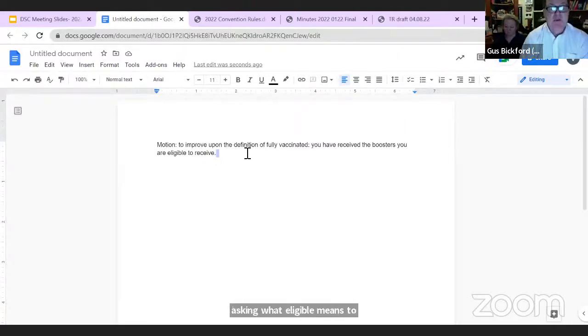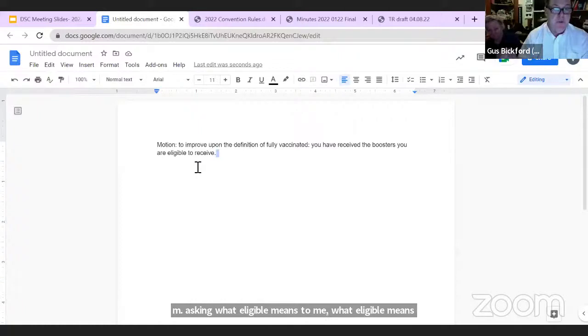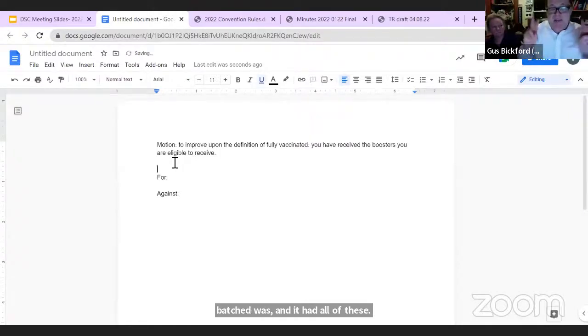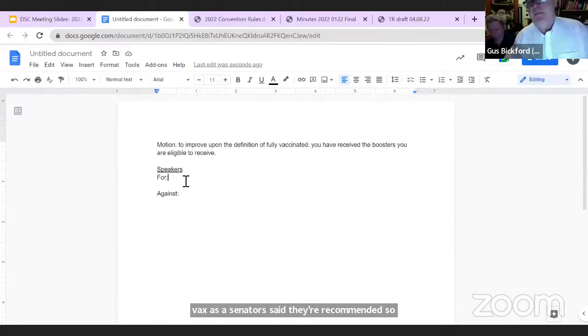To me, what eligible means is what the definition, because as the senator pointed out, it actually says what you are able to on the site. Because I haven't been there today, but when we had the rules committee, I was on there and we were looking at what fully vaxxed was, and it had all of these, but it did not make it mandatory to be in the definition of fully vaxxed. As the senator said, they're recommended. So if you are eligible to receive it, so I am going to go, I'm going to take for and against, and I'm going to try to keep track because we're going to keep this on.